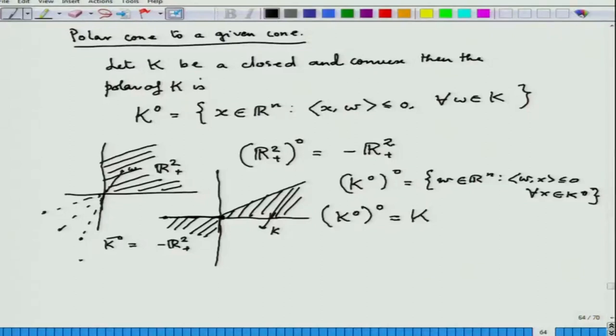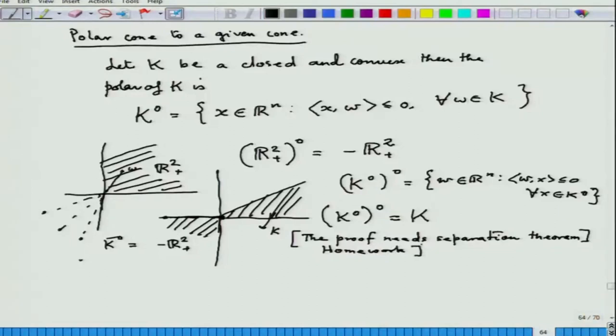So, how do you do the proof? The proof needs the separation theorem. So, try this as homework. Tomorrow I am almost going to take an assignment class by trying to show that the tangent cone is that, and also try to prove this one.